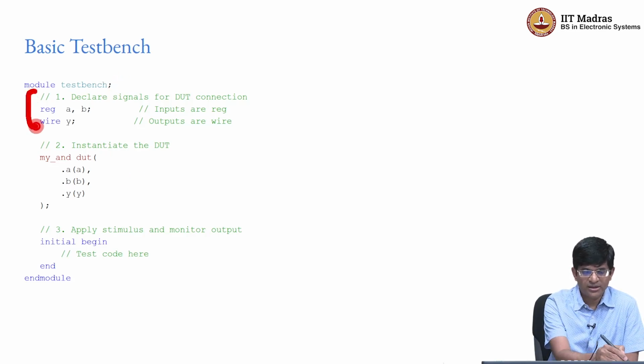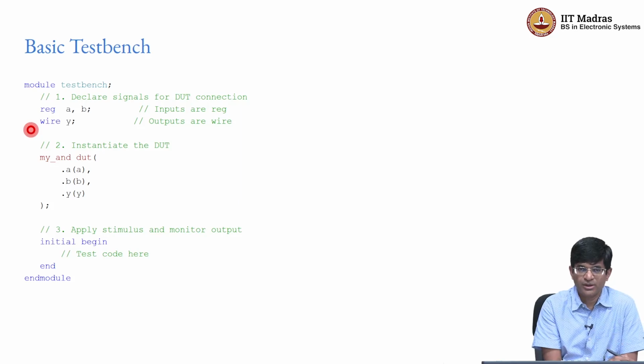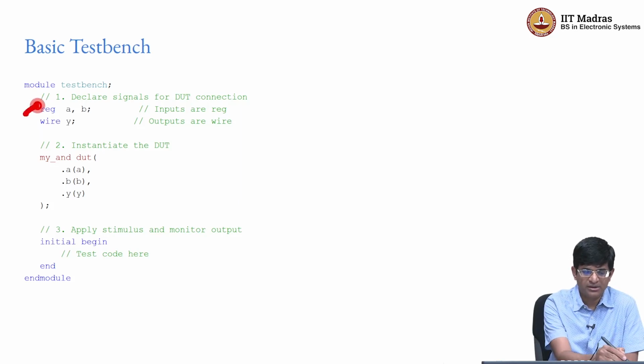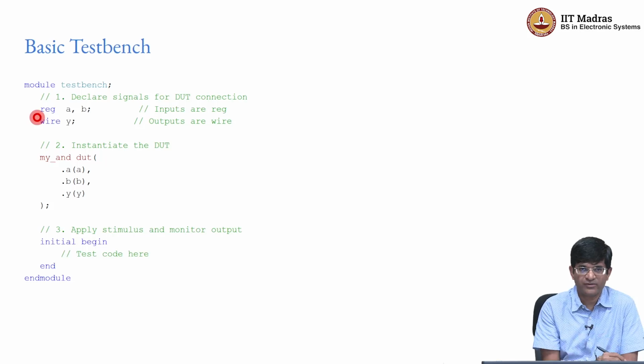You then declare the variables that are going to be used for the connections with the DUT. Like I said, reg and wire have very specific meanings. Reg is for things that are typically going to be inputs to your DUT. You want to be able to assign values to them inside your test bench. Wire is usually for things that are coming back from the DUT. You want to be able to monitor them, but you do not plan to assign values to them out here. They are going to be assigned inside your DUT. So that's step one: you declare the signal names.